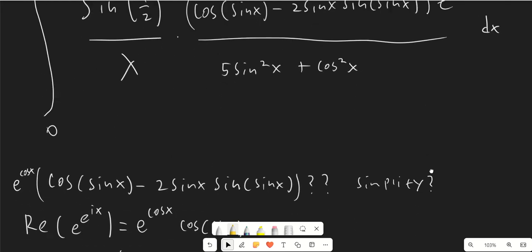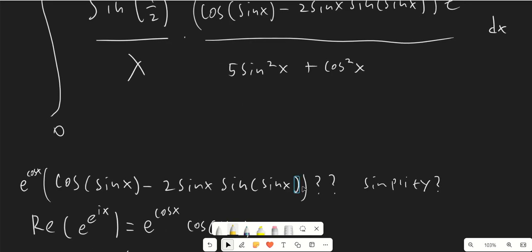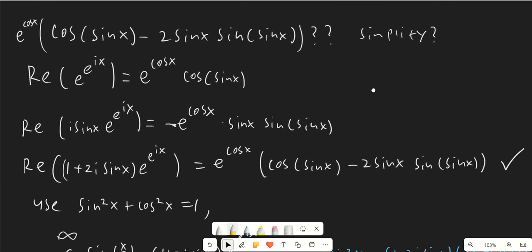So right here, we're trying to simplify this, right? We notice that if we take the real part of e to the ix, we're going to get e to the cosine x times cosine sine of x. And if we want to get something with sine of x, we're going to have to multiply this by an imaginary number. So it turns out if we multiply by i times sine of x, we take the real part of i sine of x times e to the ix. It's going to selectively take out that term with sine of x out of the e to the ix, and we're going to get negative e to the cosine x times sine of x, which is pretty similar to what we have here.